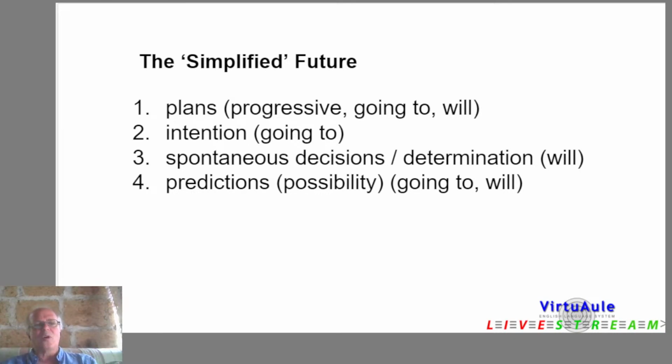First of all, when you're considering plans, it's best to use the progressive or going to or will. Probably in that order, because the progressive is the most, let's say, really, really 100%. This is a program. This is my plan. It's in my agenda. I'm flying to Madrid on Thursday. All right. That's the future. Thursday is the future. And so that's my plan.